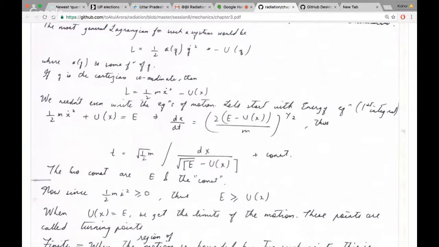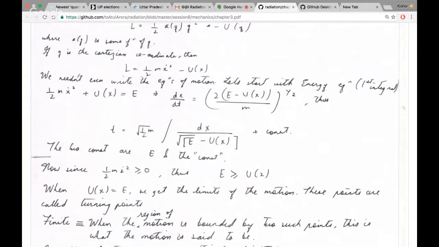First integral. So we integrate this one, and you get half m x dot squared plus U(x) equal to E, and from there you can get dx by dt equal to the square root of 2 times (E minus U(x)) by m. And from here you can then calculate x as a function of time, or t as a function of x. So we have here two constants: E and this constant of integration.